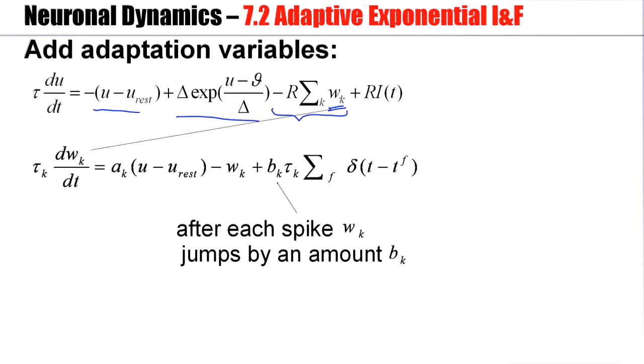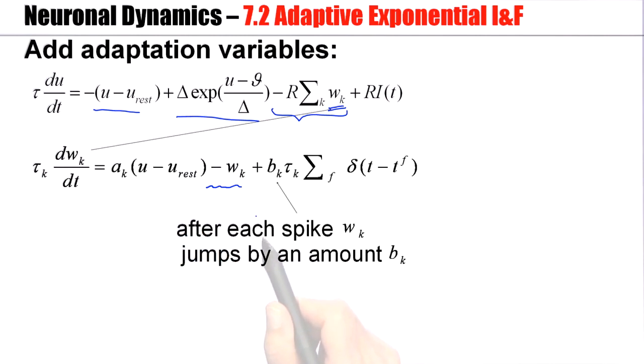Now for each of these adaptation variables, we can write down a linear differential equation. So dW/dt has a decay term, minus W. It would normally go back to W equals 0. However, if the voltage is above its resting value, then this drives W to a somewhat higher, non-zero value. The coupling between the voltage and the W variables is A.